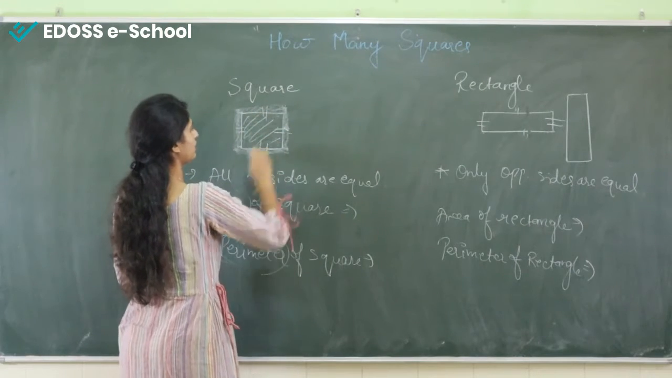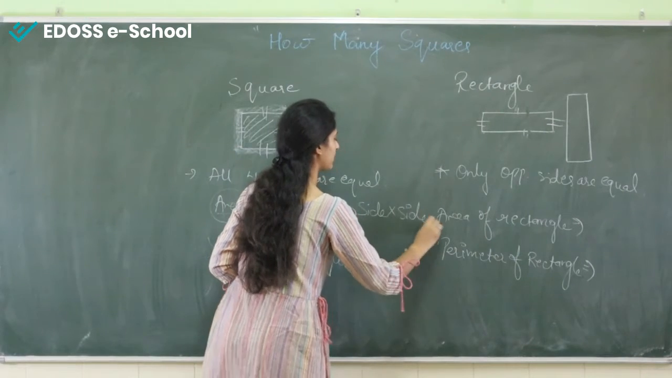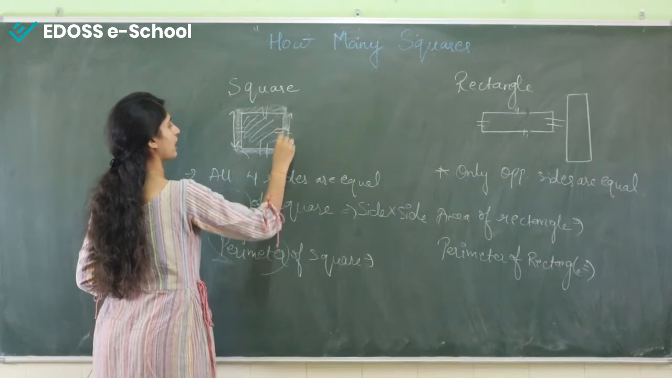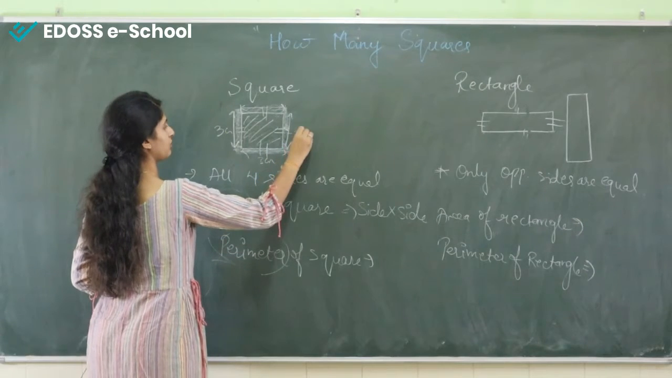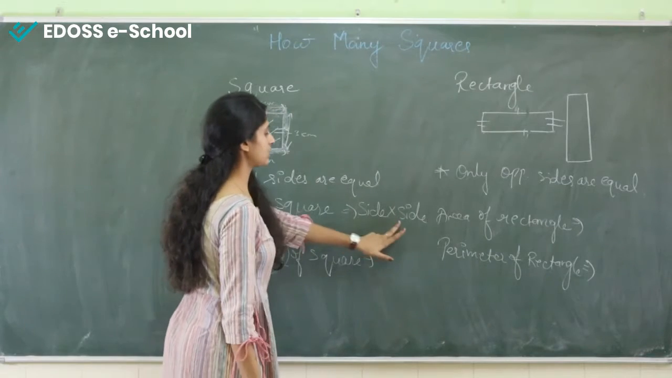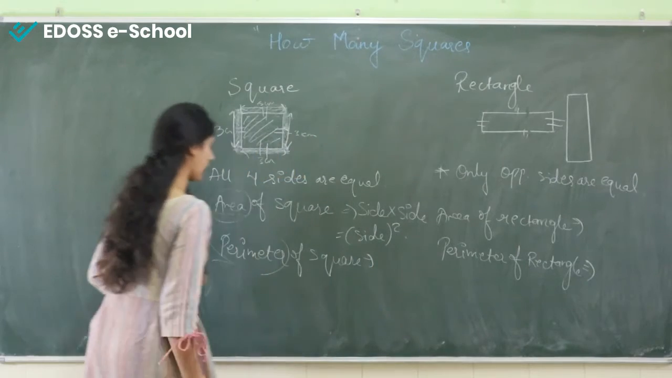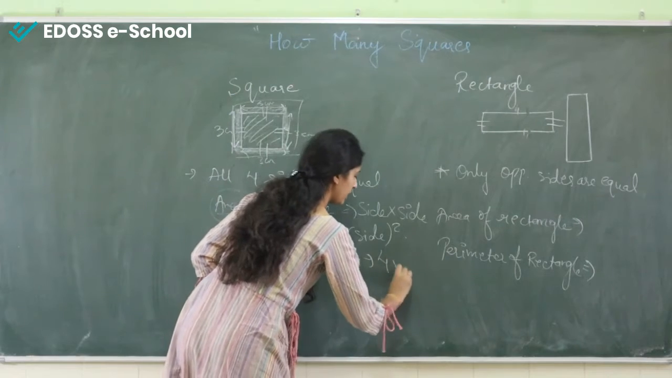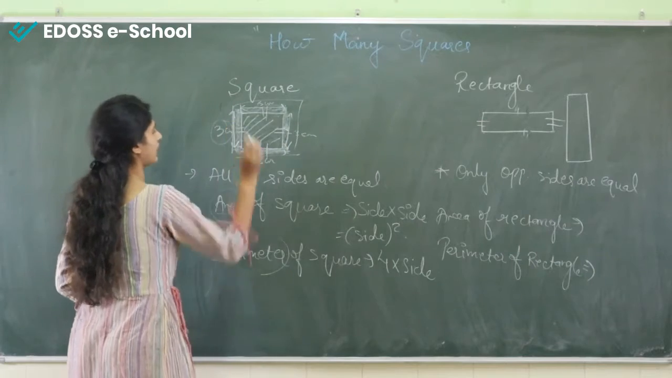Area of square is equal to side multiplied by side. These are sides, and all the sides of square are equal. Suppose this is 3 centimeters, then this will also be 3 centimeters, this also 3 centimeters, and this one also 3 centimeters. So area of square is side into side, or we can say side square, and perimeter of square is equal to 4 into side. It means 4 multiplied by side.